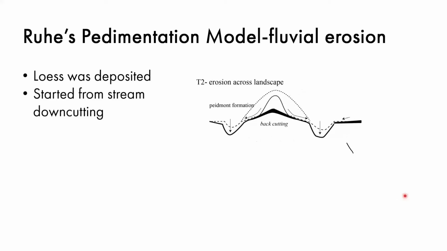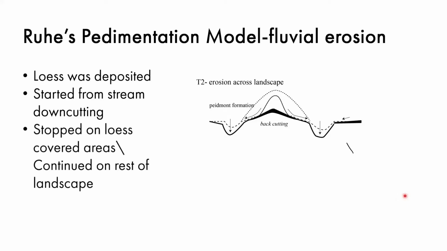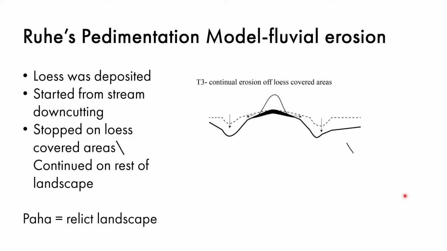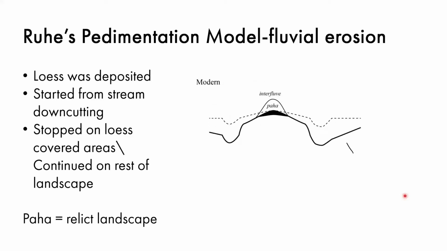And then you had a period when the rivers cut down, and that changed the landscape. And so you have back cutting due to deeper rivers, and that would affect the landscape, removing the Sangamon in his model, but it would stop at some point. And then the rest of the landscape would continue eroding, but preserving the interfluves, removing the Sangamon, and then eventually you get a paha between these rivers.